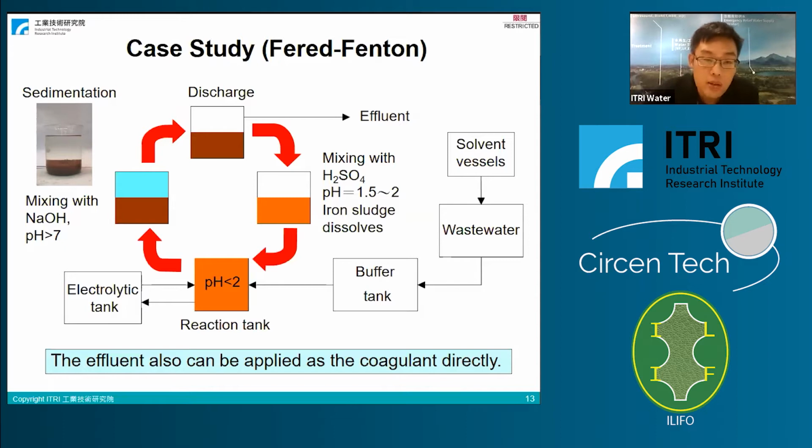Next step is sedimentation and the pH adjustment. After purifier process, the treated wastewater goes to discharge, and the iron sludge will be dissolved in pH 2 for next operation.